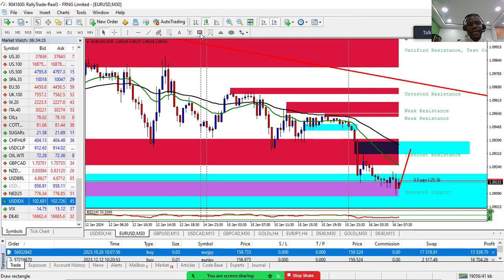Another significant area, or if you like AOI, area of interest, is around this level up here, right? So I would like to sell. What you may want to do is set a sell limit around this area, either at 1.09315 or 1.09390. So it's actually a range. You are selling, right?